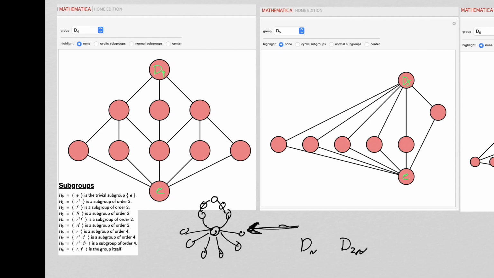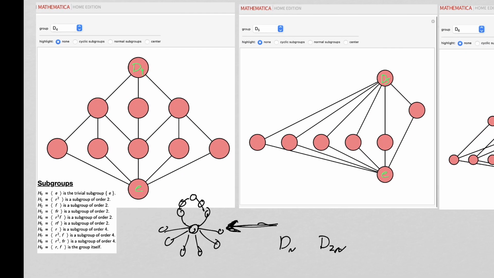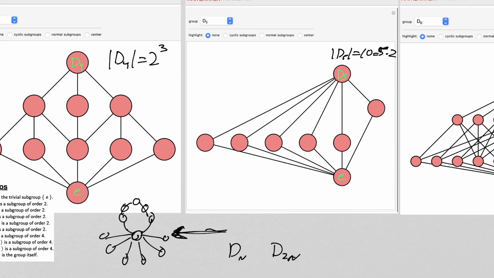But the subgroup lattice structure is totally different. The subgroup lattice structure is largely dependent on the order of the group. The order of D4 is 2 to the third power, right? It's 8. And the order of D5 is 10, right? Which is 5 times 2. And Lagrange's theorem tells us that all the subgroups have to have order either 5 or 2. So you know right away that this guy here is order 5, and these guys have order 2.